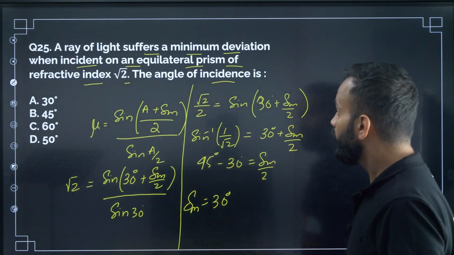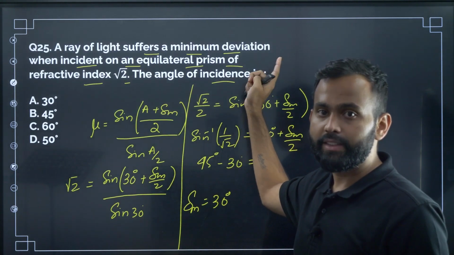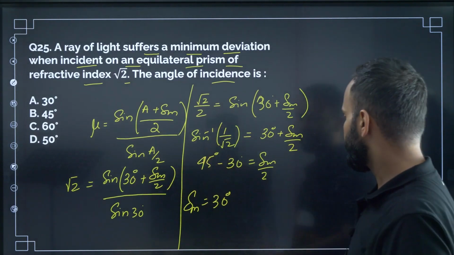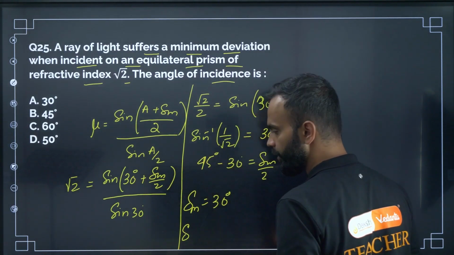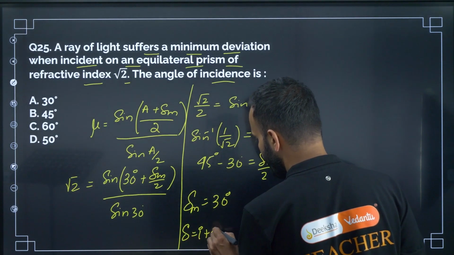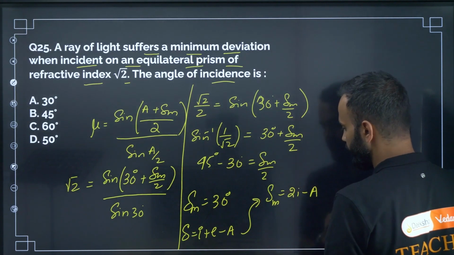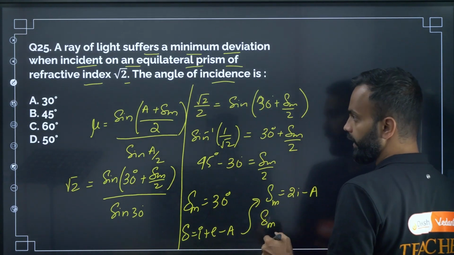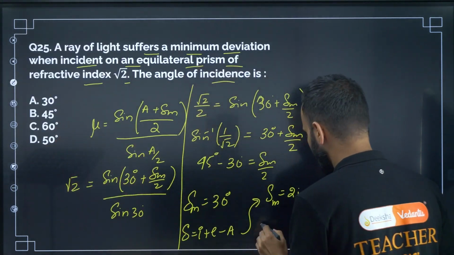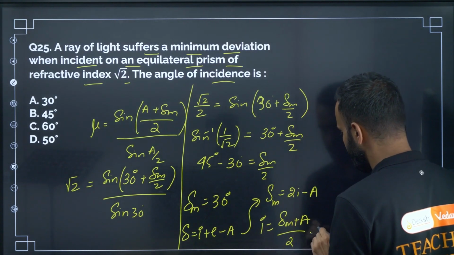Let's find the angle of incidence. The ray of light suffers minimum deviation, so what is the condition for minimum deviation? One of the conditions for minimum deviation is that the angle of incidence is equal to the angle of emergence. The relationship between delta, I, E and A is delta equals I plus E minus A. Now delta m is equal to 2I minus A. We need to find the value of I. So I is equal to (delta m plus A) divided by 2, right?